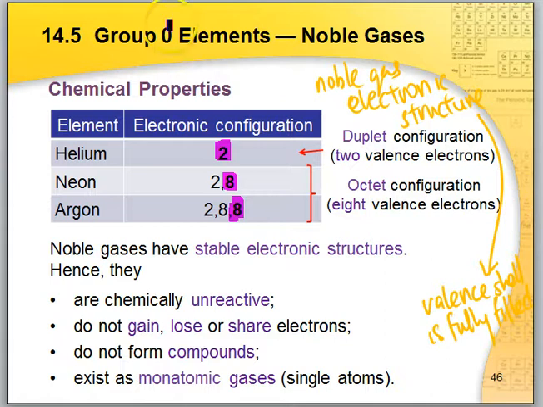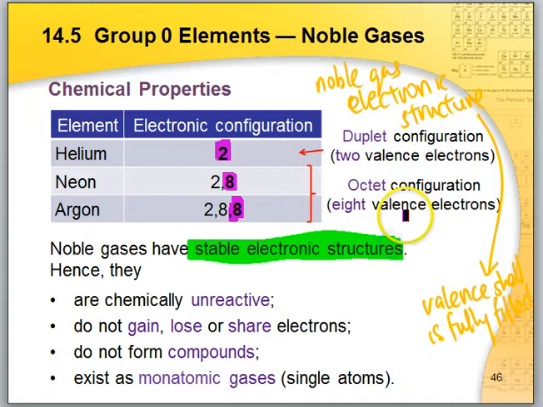So noble gases have stable electronic structures. And because they are stable, they are chemically unreactive. They do not react. You can think of it this way: why are they unreactive? Because they do not lose, gain, or share electrons. This is the main thing here.